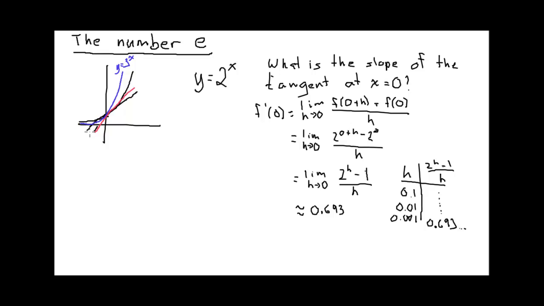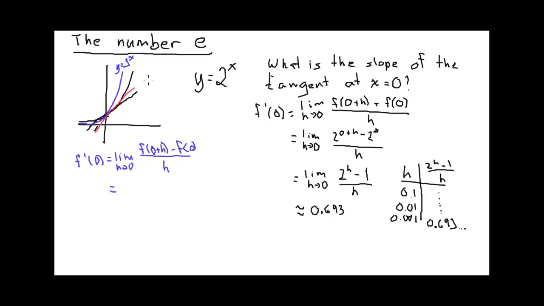So I don't know what that slope is, so that's what I'm actually going to try to do. I want f prime at 0 for this function, y equals 3 to the x. So you're going to do the same thing. Limit as h goes to 0 of f at 0 plus h minus f at 0, all over h.